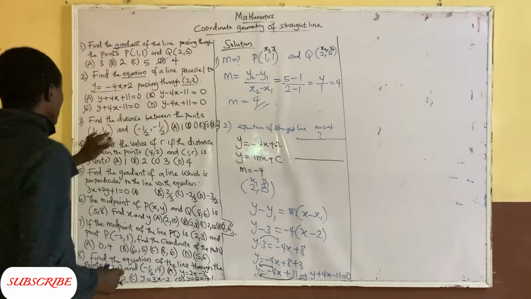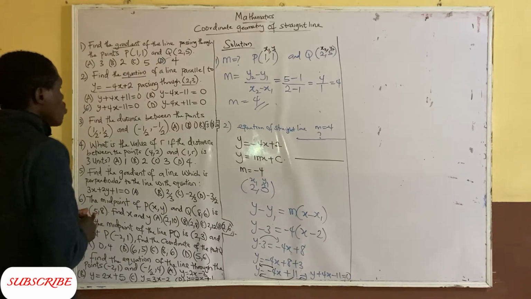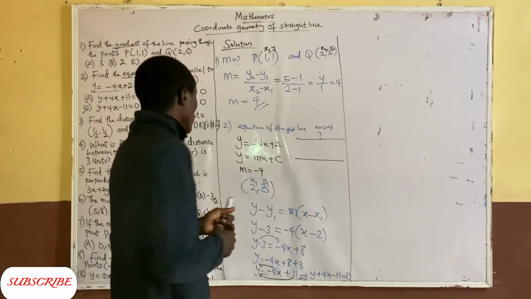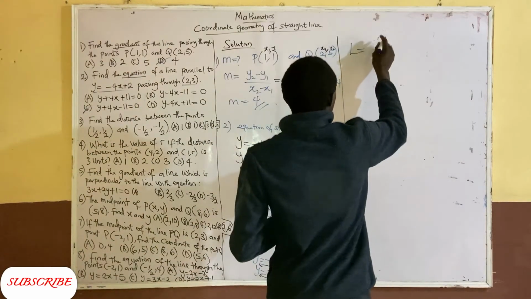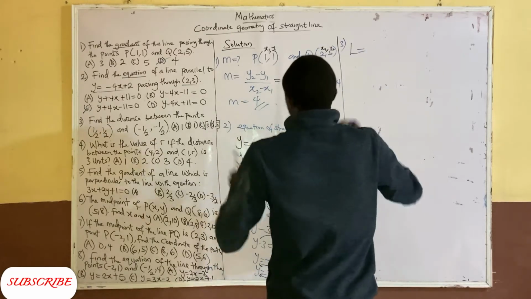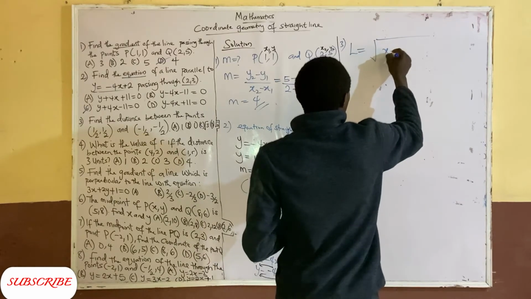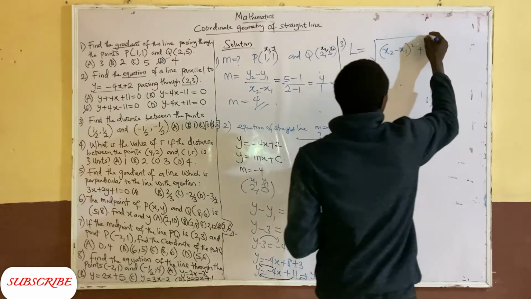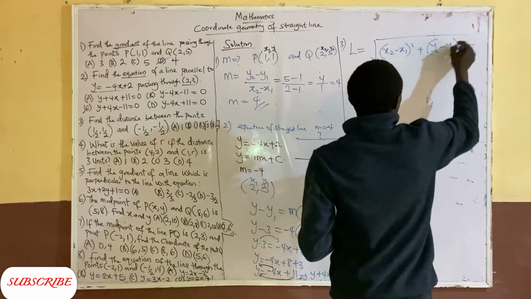Now the next question, number 3, is find the distance between 2 points, which is L. The distance between 2 points is given as the square root of (x2 minus x1) squared plus (y2 minus y1) squared.